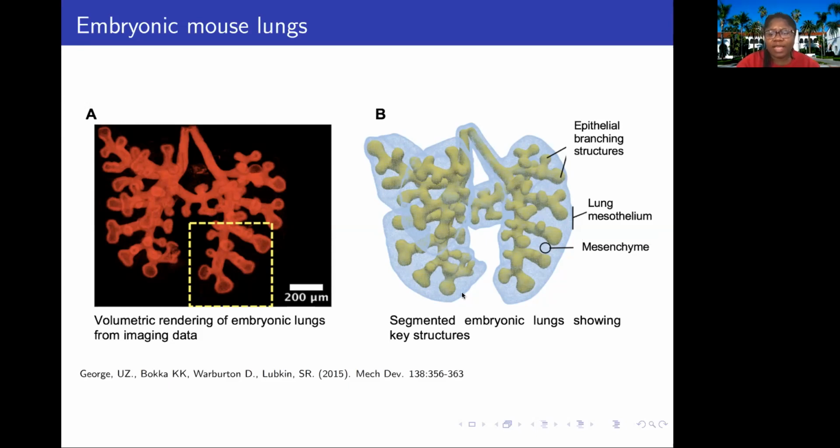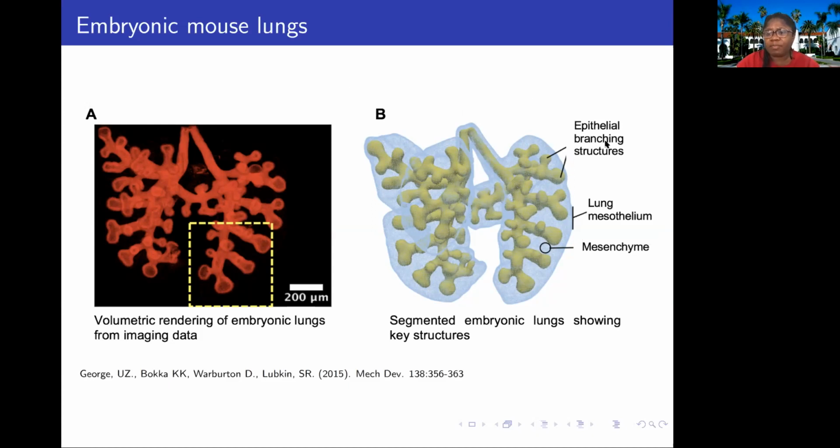On the right, we have a segmented embryonic lung that shows the key structures. In green is the epithelial branch structure. So this is now in 3 dimensions where we segment from the image on the left. So we are able to look at these branch structures. The nice thing about this is that we can now use this for numerical simulations.